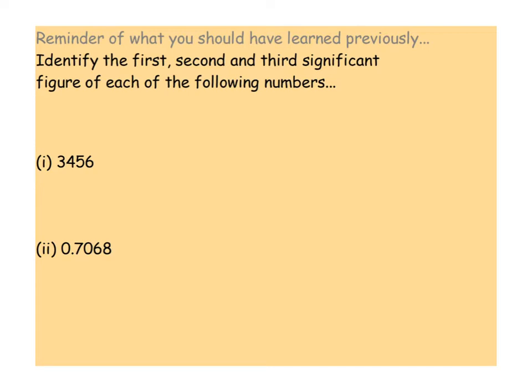Okay, hopefully you've attempted that and have some answers. So in the first number, 3,456, the first significant figure is the 3, and that 3 represents 3,000. The second significant figure is the 4, and the 4 represents 400, and really we would only consider the first and the second together.